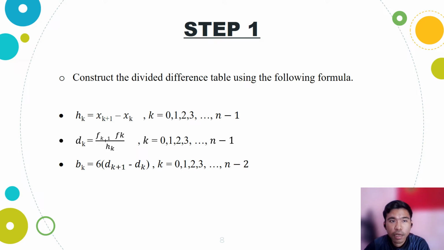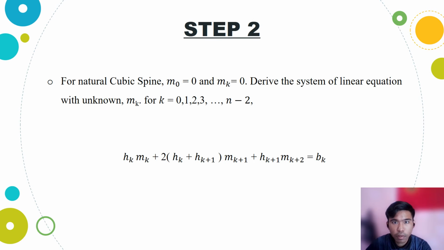For this slide, I will show you the way to solve the cubic spline. This is step 1. For step 1, we have 3 formulas. The formulas are shown in this slide. Next is step 2. For the natural cubic spline, m0 is equal to 0 and mn is equal to 0. Derive the system of linear equations in the unknowns mk for k equal to 1, 2, 3 up to n minus 1.